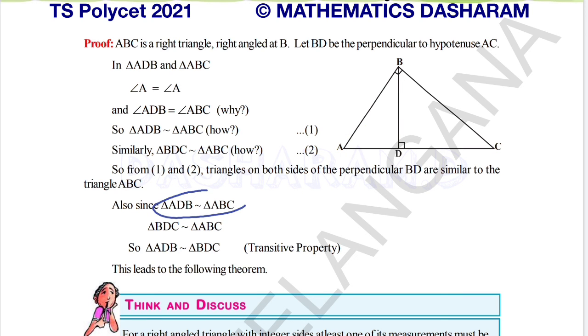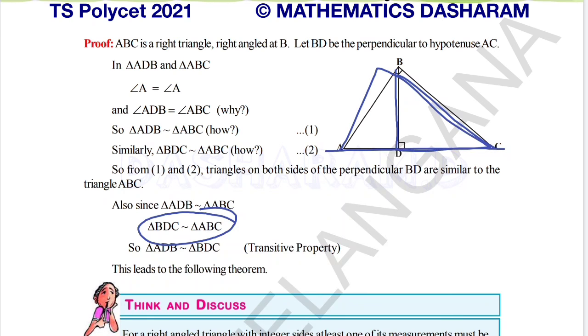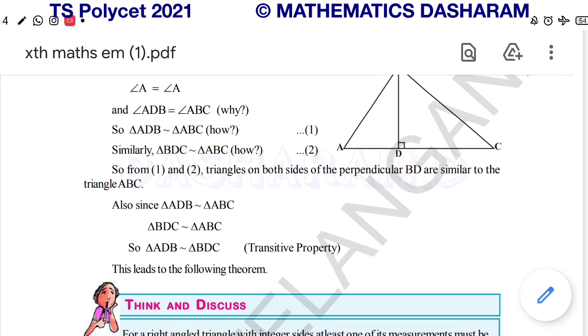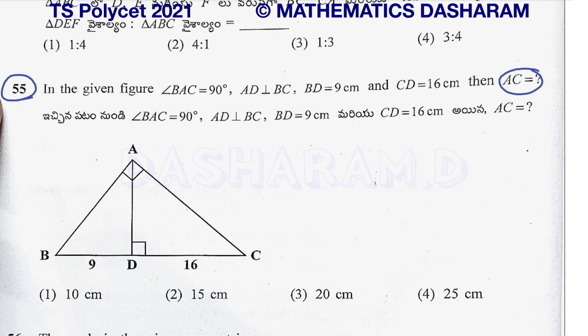See, triangle ADB is similar to ABC. Next, triangle BDC is similar to ABC. So based on this theorem, let us find the answer. Here it is asking for the AC value. That is why, see here, triangle ADC is similar to triangle BAC. So the ratio of the corresponding sides are equal.